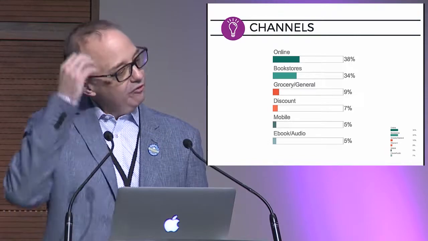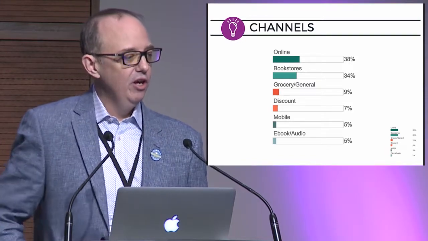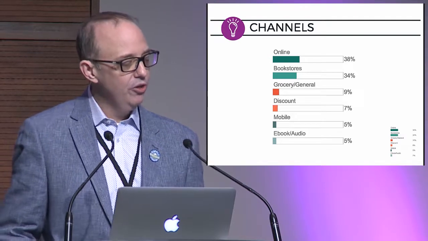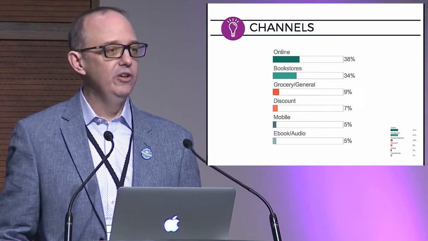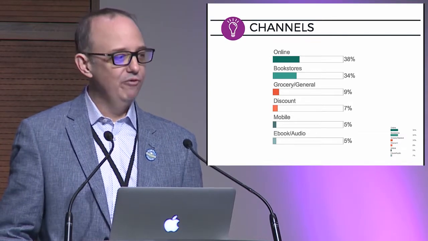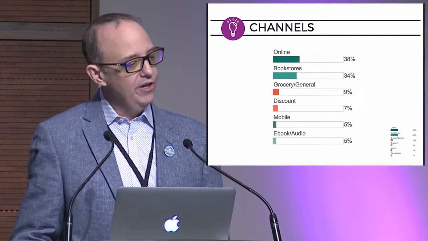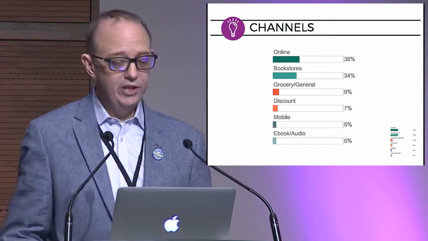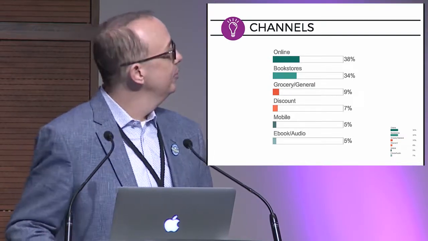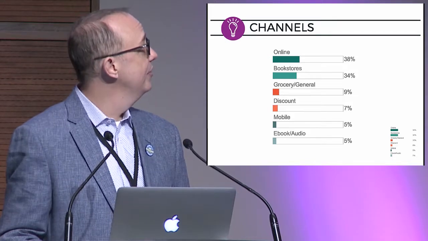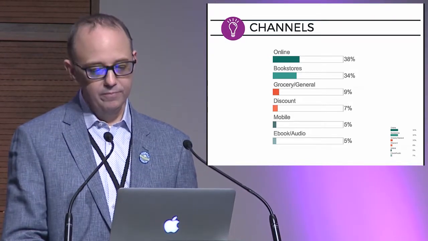So we can look at channels again from our data and just break it down a little bit more. 38% of books were sold online, and you'll say, wait a minute, you said 48%. That's because I took the mobile and the ebook audio and added them into the 38 to get 48. Bookstores, about 34, grocery, discount are there. And then down in the very corner there, hard to see on that slide, is the year-over-year trends. And I kind of talked about those at the beginning. Online has gone up. Bookstores have stayed about the same. The non-traditionals have gone down a little bit, and ebook has gone down a little bit.